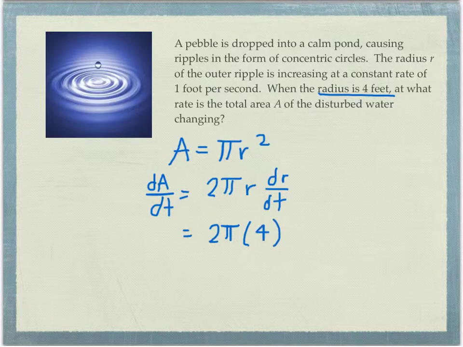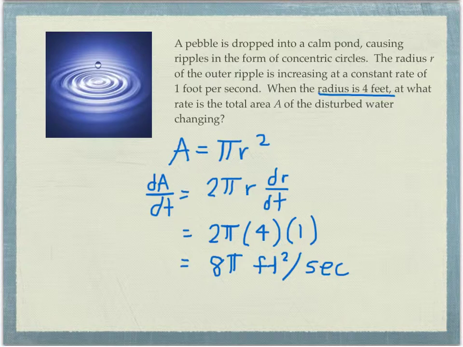And then it does actually give us this dr over dt. It says that that is changing at a constant rate of 1 foot per second. So I'm going to put 1 in place of that dr over dt. And when I multiply all this out, I get 8 pi. Try to get your correct units in here. So the units for the area would be square feet, I'll write it like that, per second. So 8 pi square feet per second, that's my answer to that particular solution.